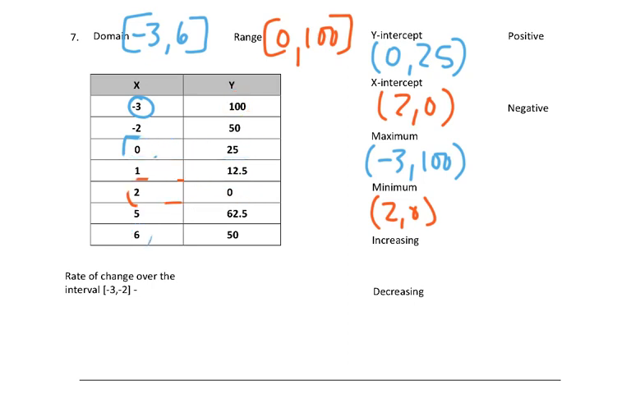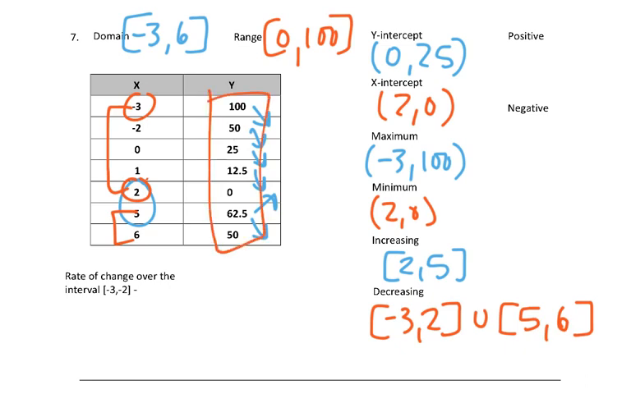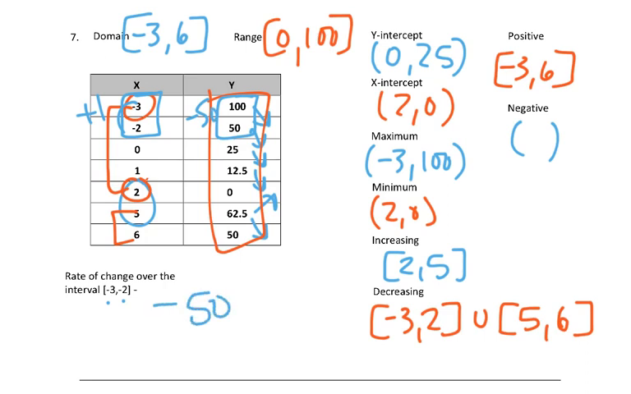Is it increasing anywhere? I'll decrease, decrease, decrease, decrease, increase, decrease. So from 2 to 5 is the only place where it's increasing. For decreasing, we start at -3 to 2. Then we jump and go from 5 to 6. None of these are negative, which means our positive is -3 to 6, and our negative is the empty set. Then rate of change of -3 to -2. So we add 1, go up 1, but down 5, so the rate of change would be -50.